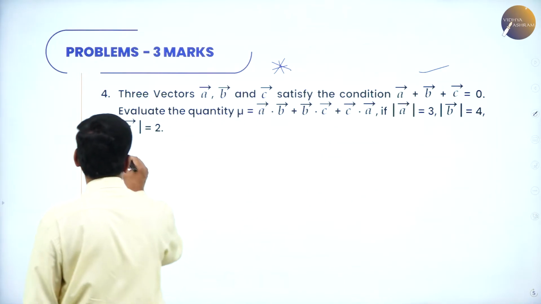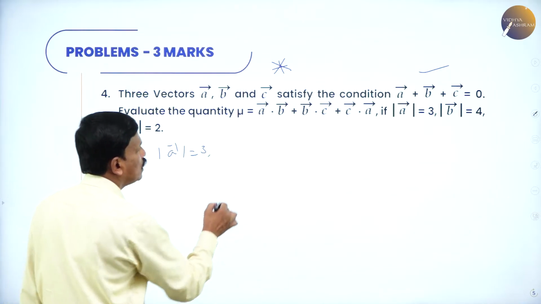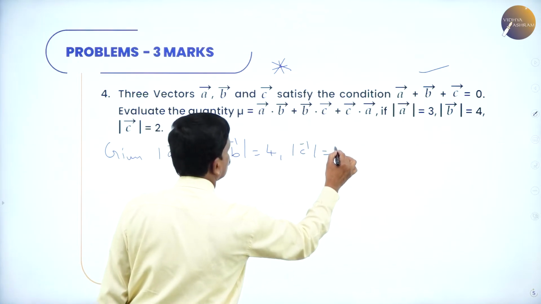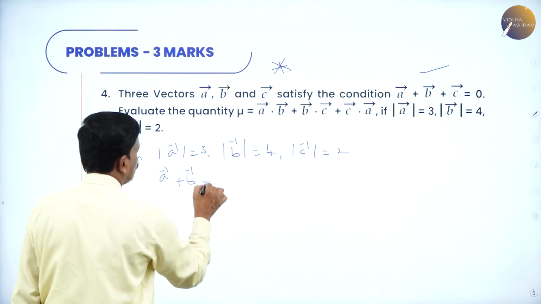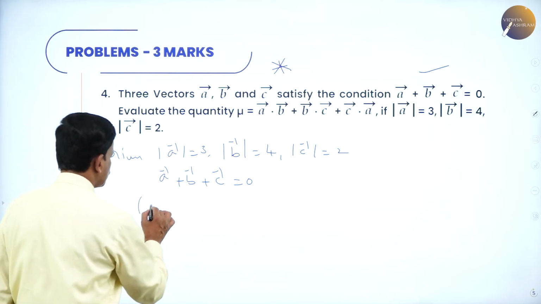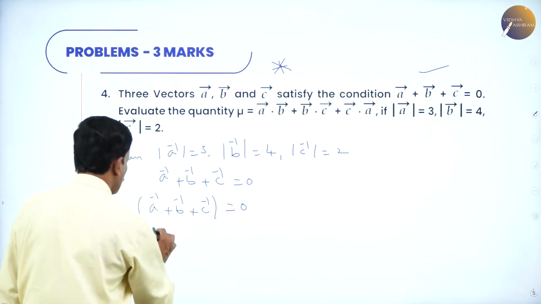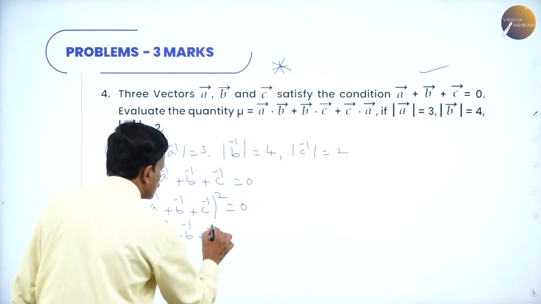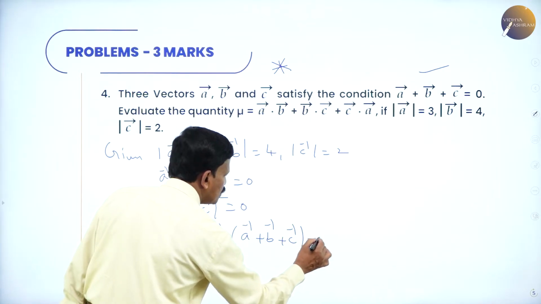Now, let us solve this. Given length of vector A is equal to 3, length of vector B is equal to 4 and length of vector C is equal to 2. Further, what is given? A plus B plus C is equal to 0. Now, let us square this. Squaring on both sides, A plus B plus C whole square is equal to 0. A plus B plus C whole square can also be written as A plus B plus C dot A plus B plus C vector is equal to 0.